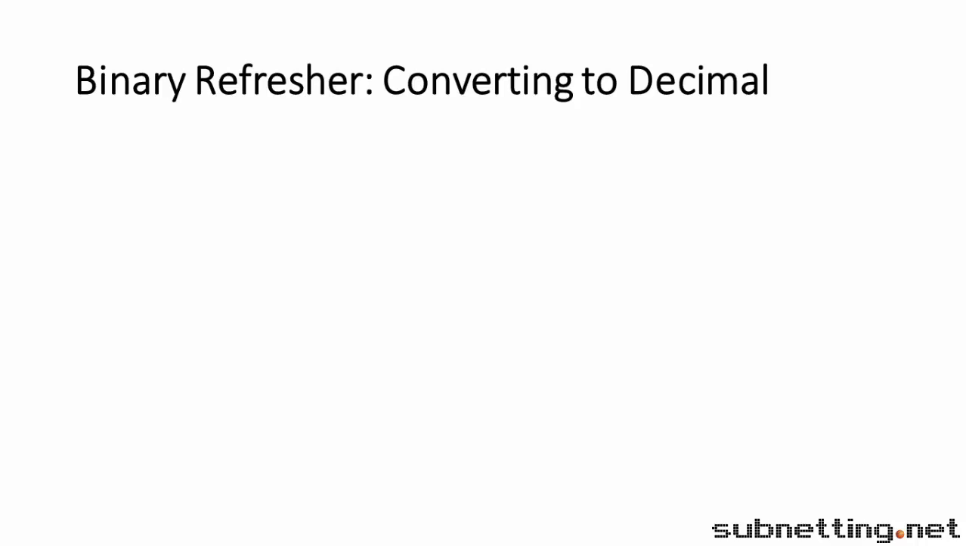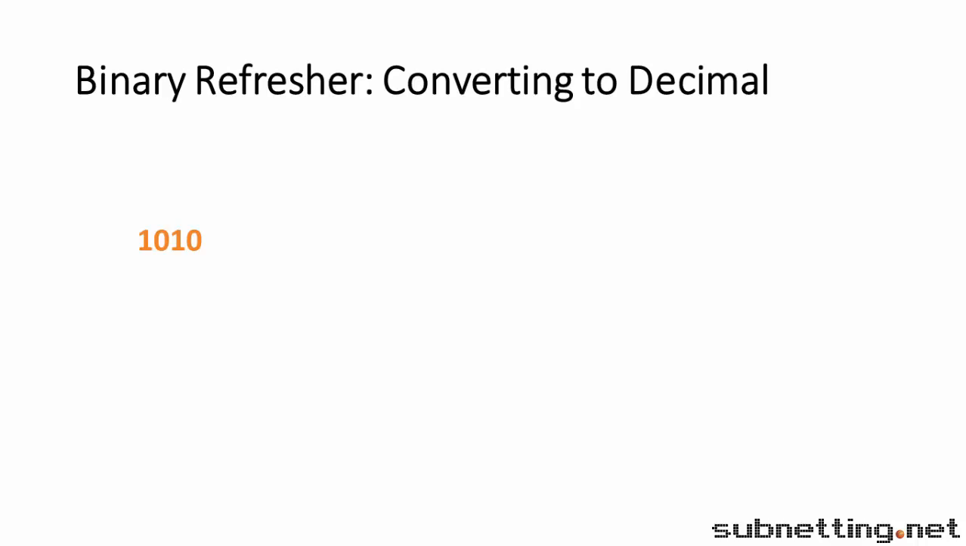Before we get into the subnet mask, let's do a quick refresher on binary. In Lesson 2, we showed you how to convert from decimal to binary, but we never practiced converting in the other direction, from binary to decimal. You'll need to be able to do this too, and here's how. Suppose you want to convert the binary number 1010 into decimal.